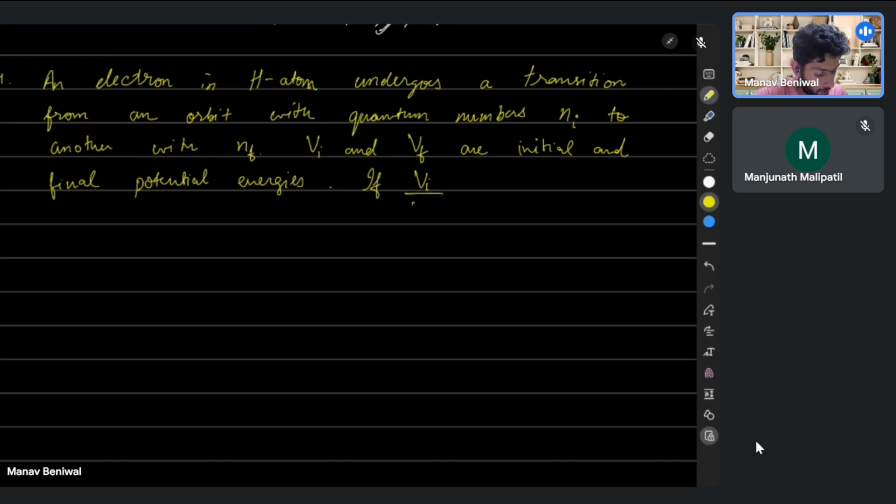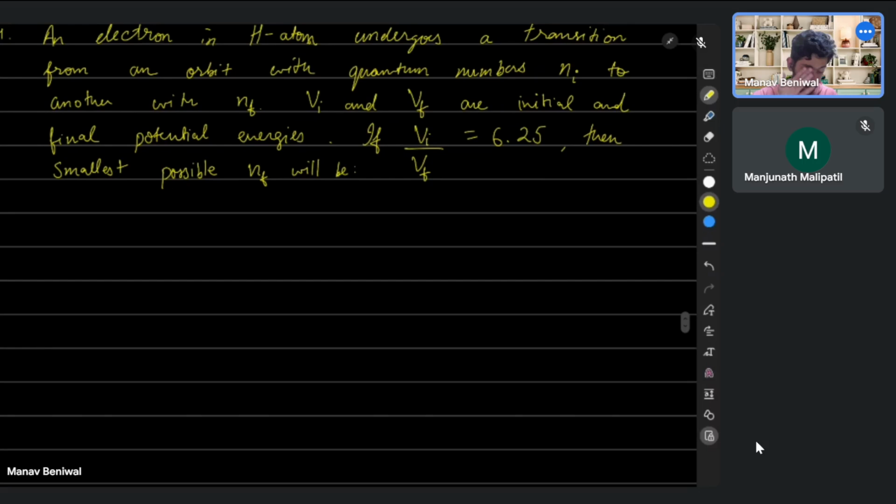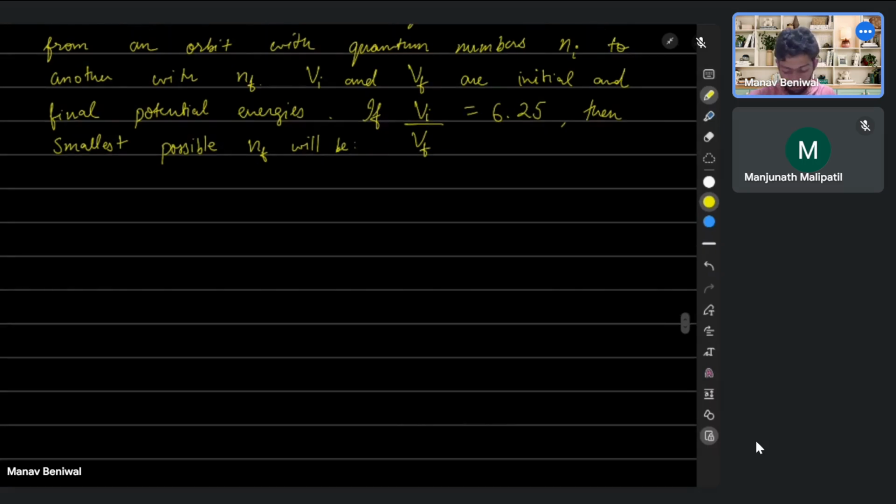If Vi over Vf is 6.25, then the smallest possible nf will be, and options are 3, 4, 5, 6.